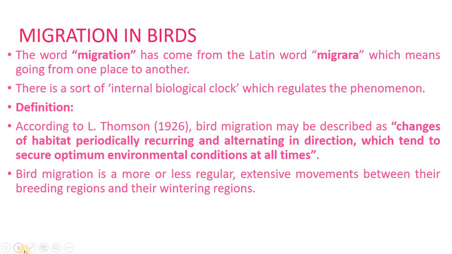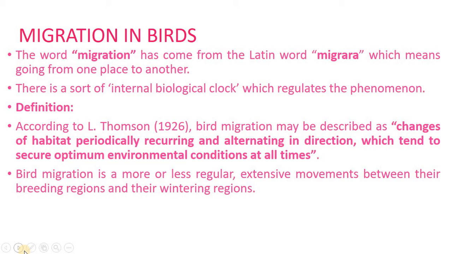Now, what is migration? The word migration has come from the Latin word migrare, which means going from one place to another. So here, the organism moves from place to place in search of so many factors, for example, in search of food, or in search of good environmental conditions, or maybe mating partners, or breeding grounds. From feeding to breeding grounds, or vice versa. This migration is common, particularly in birds as well as fishes.